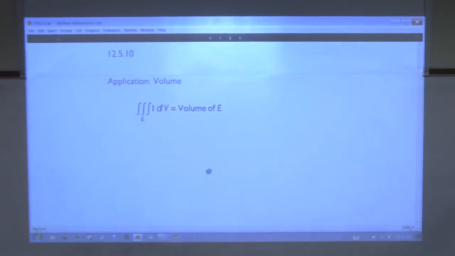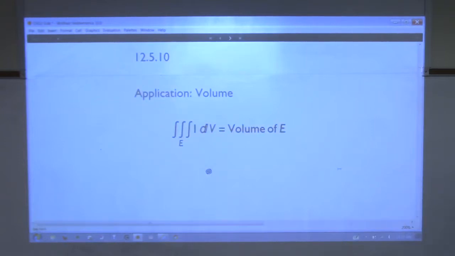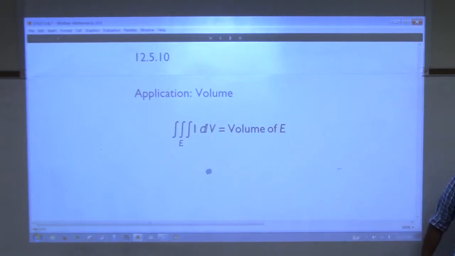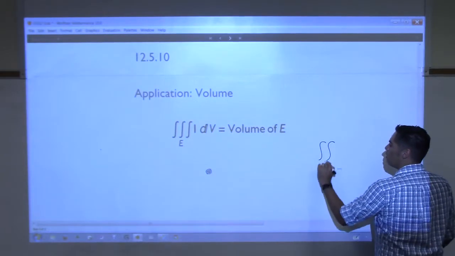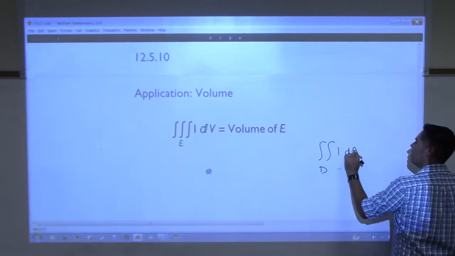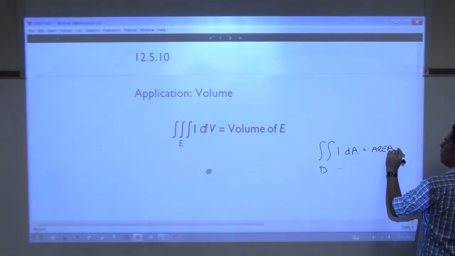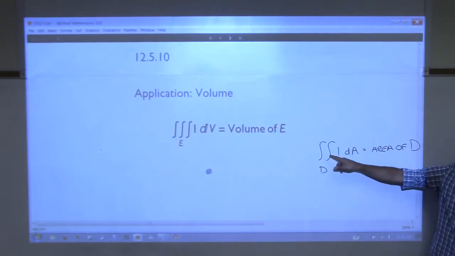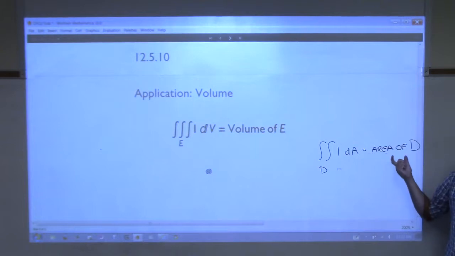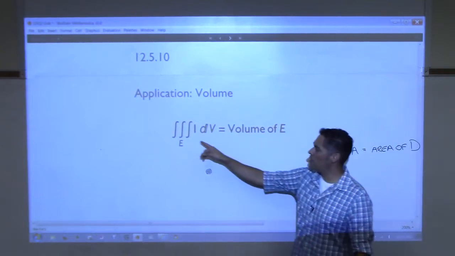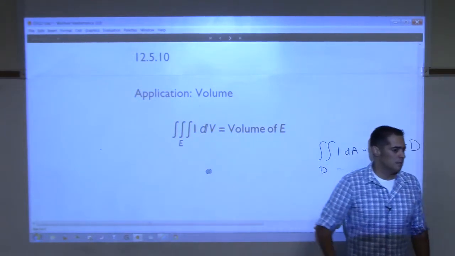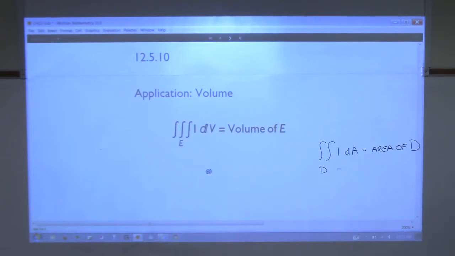All right, here's your favorite. Remember I was going to whip everyone with the stick if they didn't remember this with double integrals? It's 1. We had from last 2 classes ago that if you do a double integral over region D of 1 dA, this is the area of D. So if you want to find the area of a region, you do the double integral over that region of 1 with respect to area, and that gives you the area. Well, it turns out that if you do a triple integral over a solid E of 1 with respect to volume, that gives you the volume of E. Yeah? Okay.